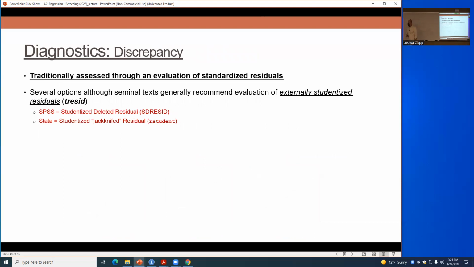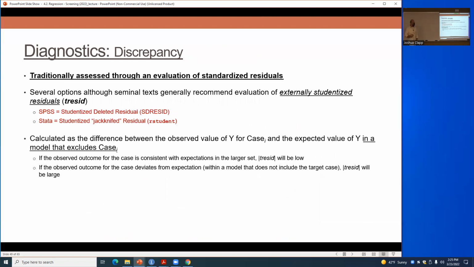So for our discrepancies, we're looking at this through our standardized residuals. There are lots of different options for residuals. We're going to look at deleted residuals for the reasons I just described, okay? Remember that our deleted residuals look at the difference between some observed value of Y for our case X, whatever it is, and the expected value of Y in a model that excludes that case, right? So if we pull this case out, run the regression, find the regression line, and then look at where that case is relative to where the line would expect it to be if it had been included in that model, that's what gets calculated in that deleted residual, okay?